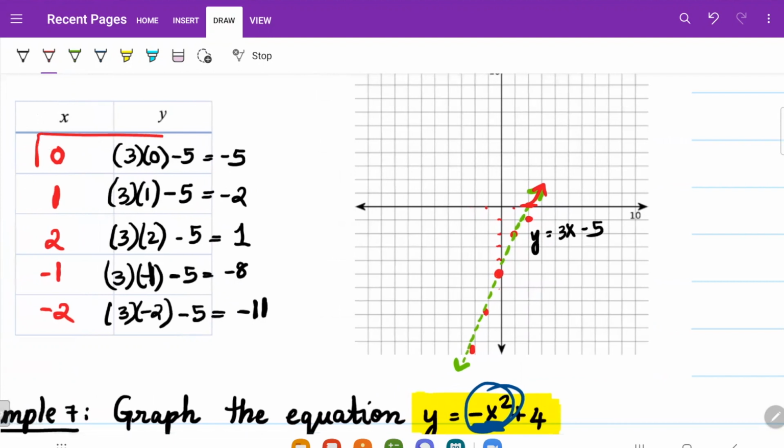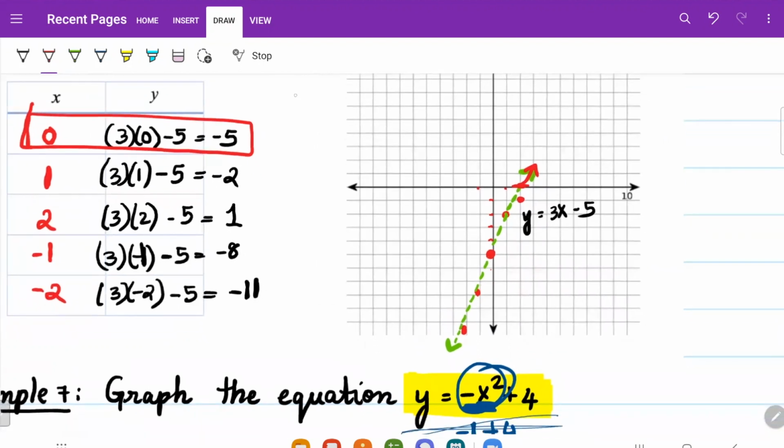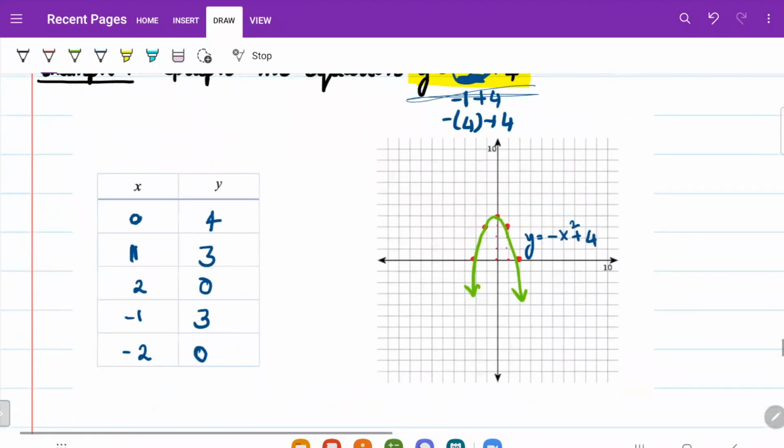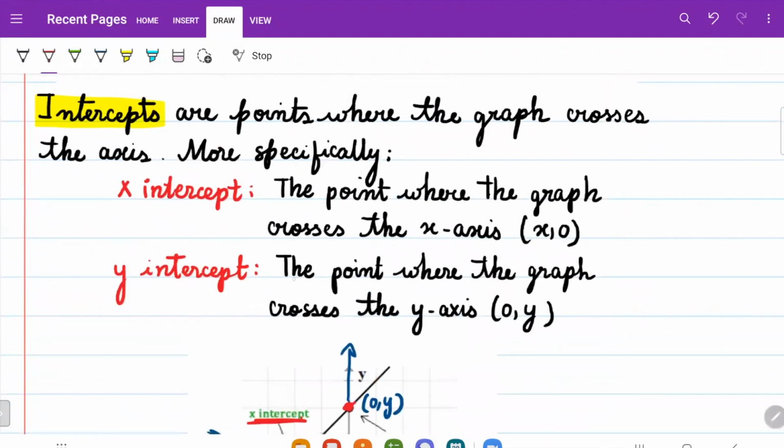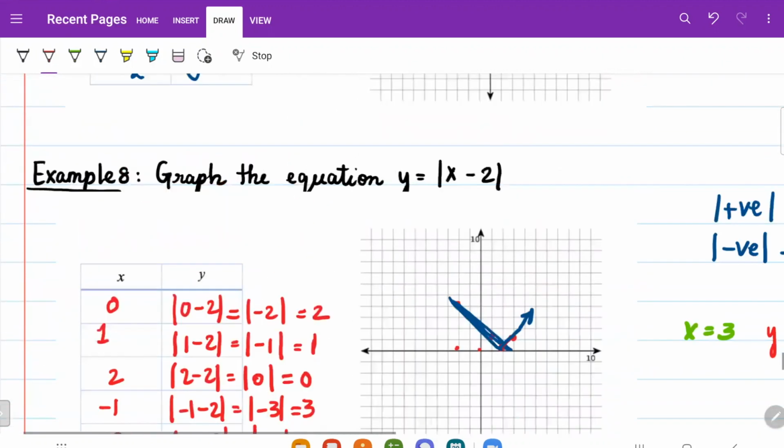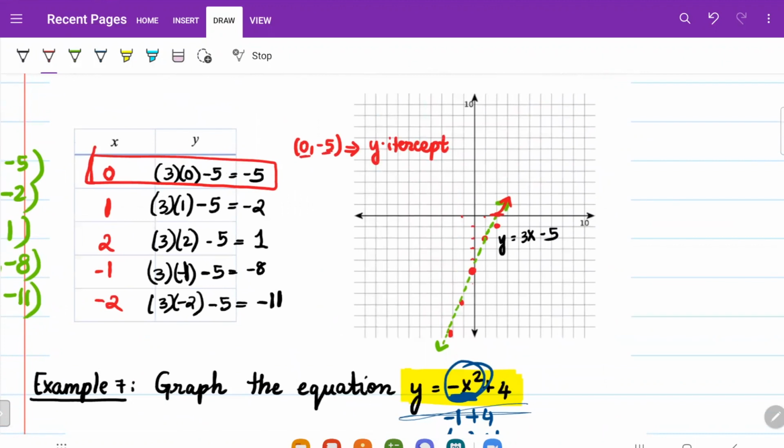So here you see, when x is 0, what is y? That is 0, minus 5. So you have 0, minus 5 as your y-intercept. Sorry, this is the y-intercept because x is constant and y is changing. As you can see in the definition here, it is the point where it crosses the y-axis. So x is 0, but y is changing. That is what is happening here.